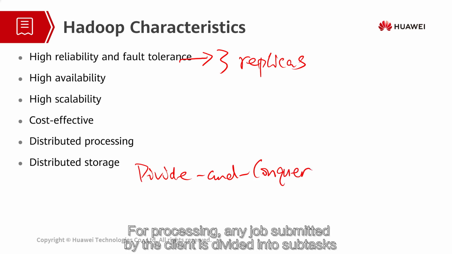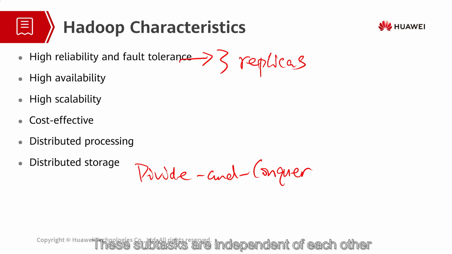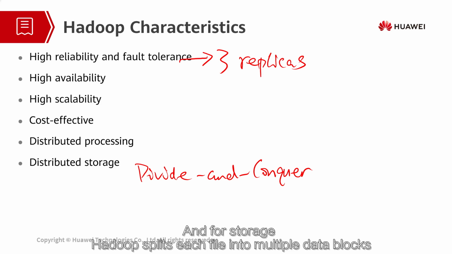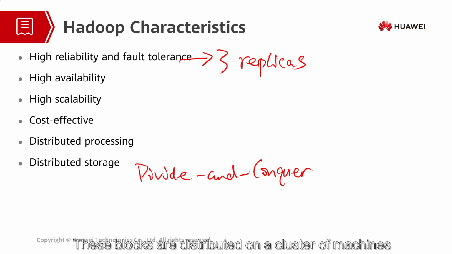For processing, any job submitted by the client is divided into subtasks. These subtasks are independent of each other. They are therefore executed in parallel to provide high throughput. And for storage, Hadoop splits each file into multiple data blocks. These blocks are distributed on a cluster of machines.